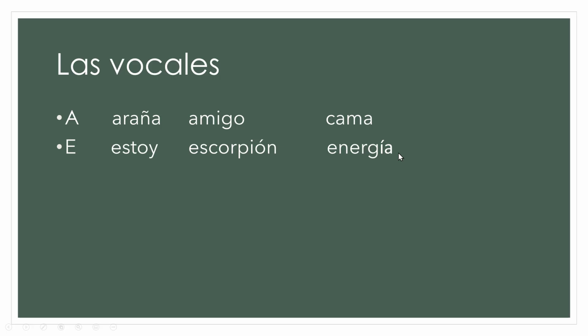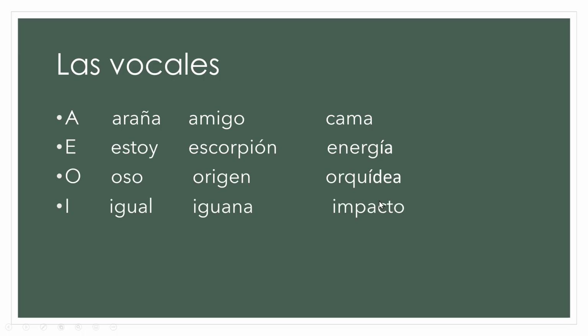But going back to the pronunciation, make sure that you are opening your mouth. And another characteristic of Spanish is that the rhythm tends to be very short, staccato. So for example, O, oso. See how they're not very long? Oso, that means bear. Origen, origen. You probably guess that means origin. Orquídea, orquídea.